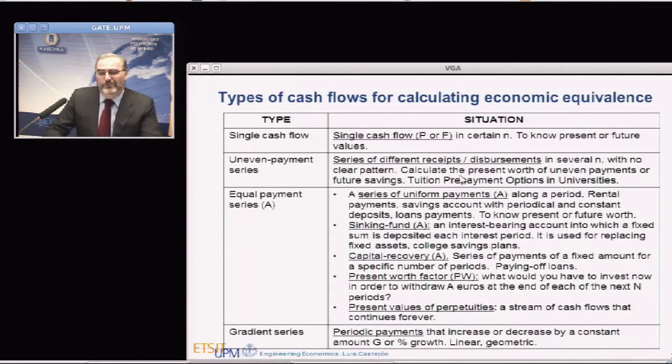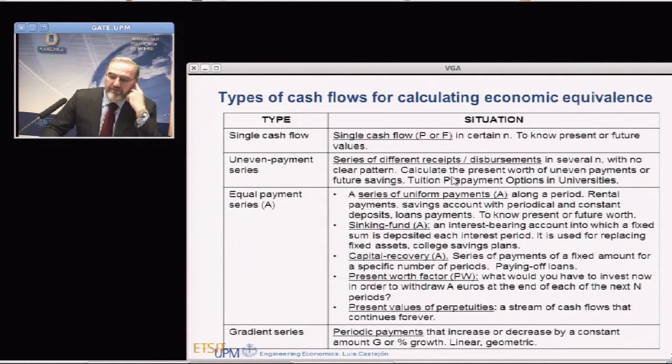Do we know how to do that? Yes, of course. It's what we did in the case of, for example, Lisa's lottery, the last example of the previous lecture. We calculated the present value of each of the installment payments received by Lisa in the lottery installment option. So we know.